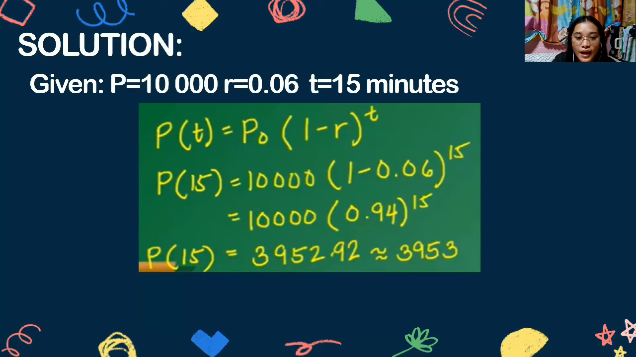So now, we have P of 15 equals 10,000 times (1 minus 0.06) raised to 15. We have 10,000 times 0.94 raised to 15. Simplifying this, we have the answer 3,952.92. So, this is the population of the fruit flies after 15 minutes. Since you cannot have a decimal population, we need to round this up. So, this is approximately 3,953. So, what is our conclusion?